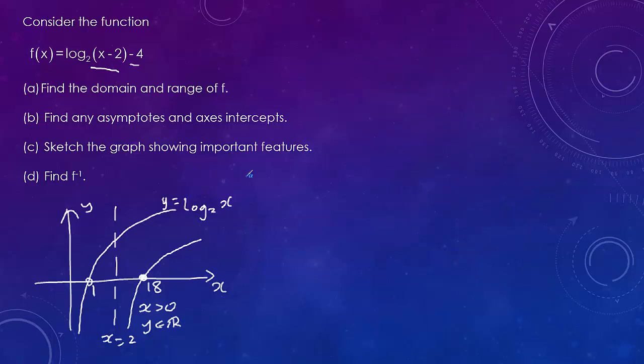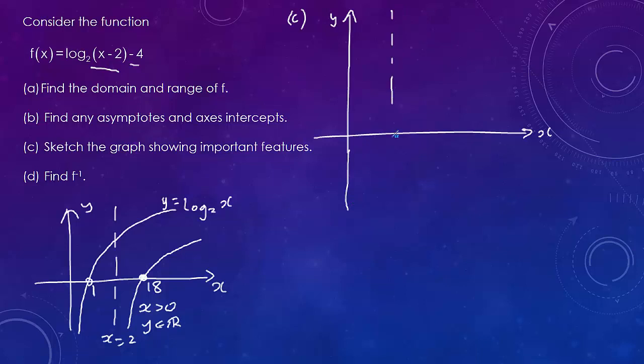I want to sketch the graph showing important features. I think I need a slightly better sketch than this one here. So y-axis, this is part C of course, is the x-axis. This is x equals 2. We know the shape is going to come up like this. We know it's crossing here at 18.